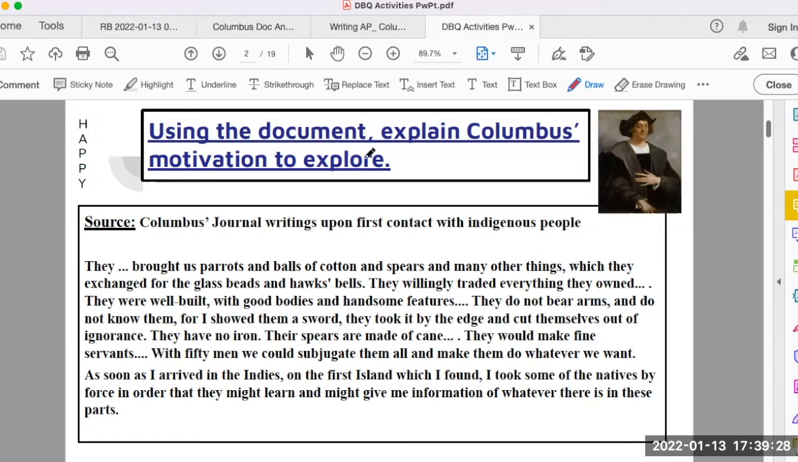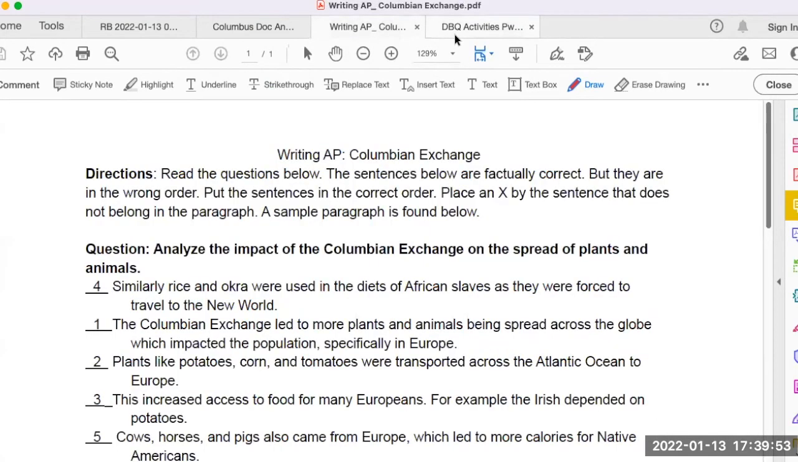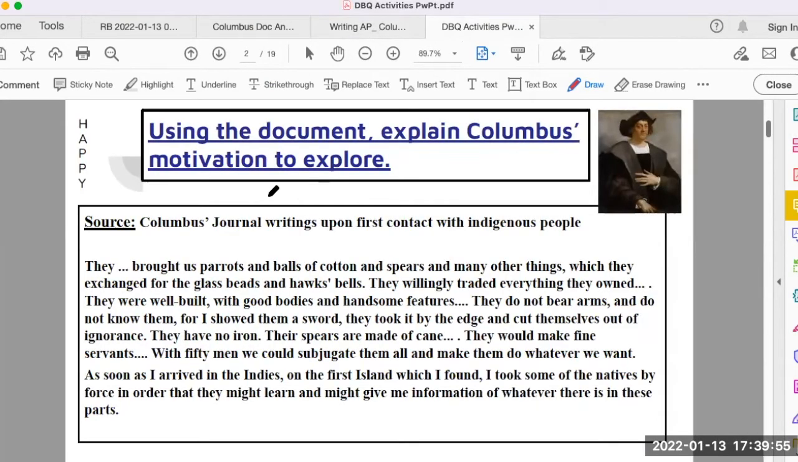And then the second P being the purpose of this document. So why did the author create this document in the first place? And then lastly, the Y, illustrating why does this answer your question? Why does it answer your thesis or support your thesis? Okay, because remember, with a DBQ essay, you need a thesis.